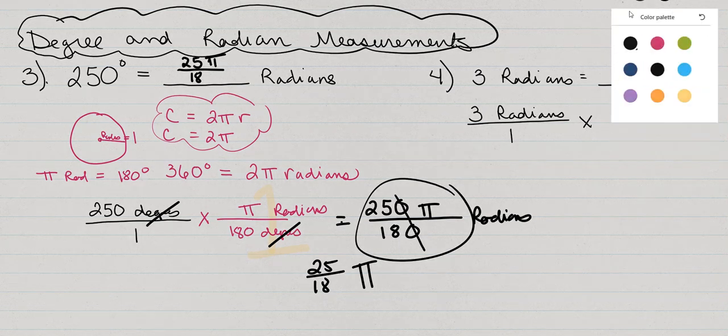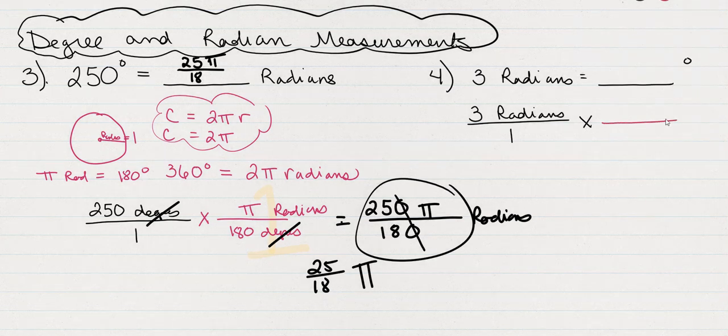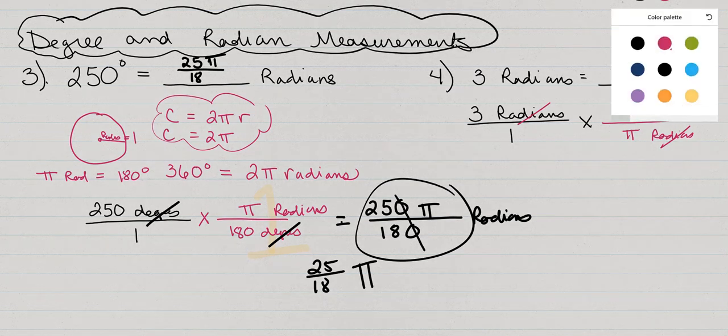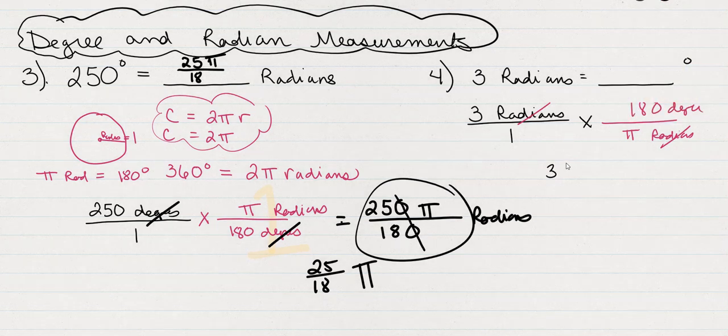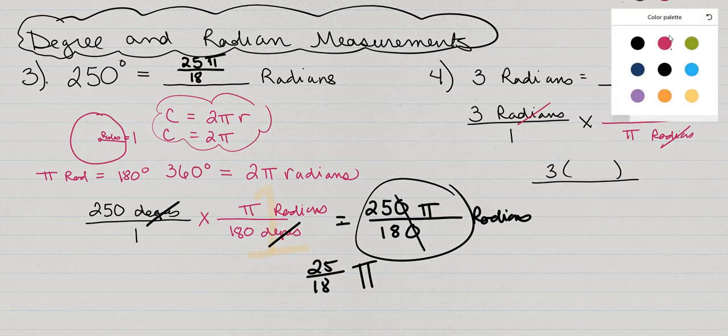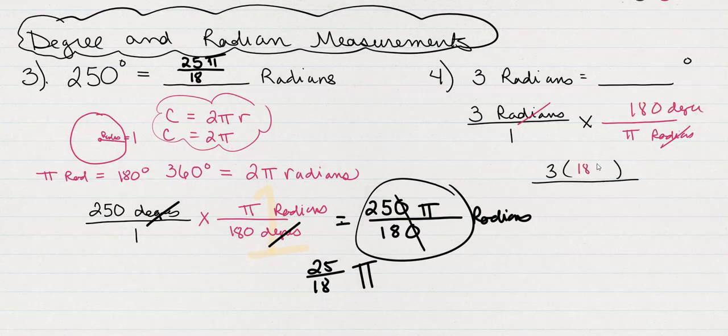So if I just apply the process of multiplying 3 radians over 1 times pi radians under 180 degrees, and remember why I put the radians in the denominator, so that they divide out, right? Then what do I have? I've got 3 times 180 over pi. 3 times 180 over pi.